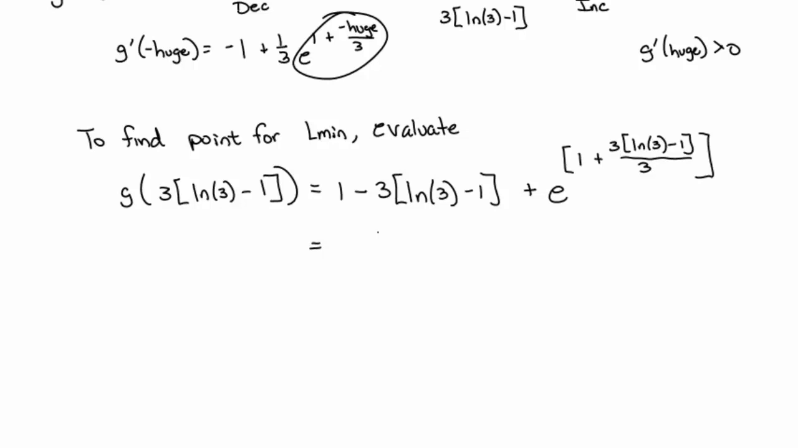Maybe I'll just evaluate this. Let's see. I'll get a negative 3 natural log of 3. I have a positive 3 plus another one is plus 4. Plus e to the, these 3's cancel. I'll have a natural log of 3 minus 1. The minus 1 and positive 1 will cancel. I'll have an e to the natural log of 3, which is 3. So this is going to be negative 3 natural log of 3 plus 7. Yes, it is negative 3 natural log of 3 plus 7.